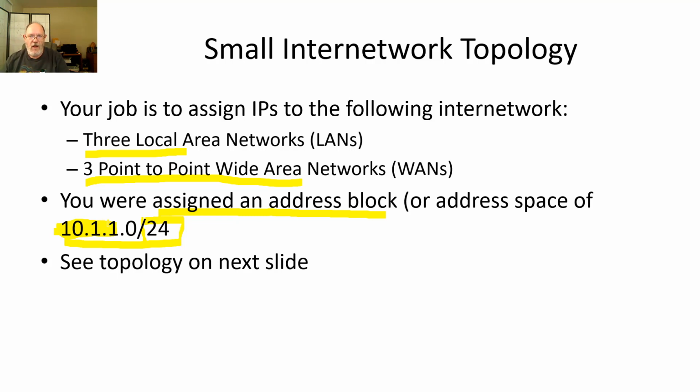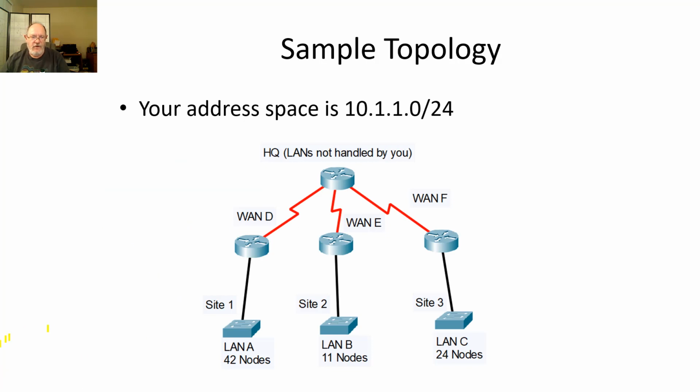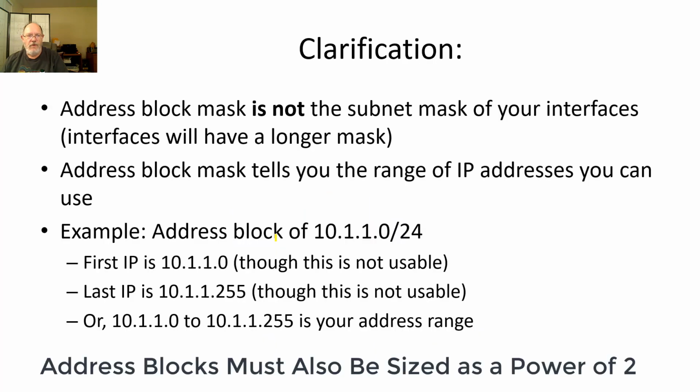So let's take a look at the topology. As we see here, I've got 3 local area networks, LAN A being the biggest, LAN C being the second biggest, LAN B being the third, and then the wide area networks are equally sized, where they need 2 IP addresses for each one, for each router, and of course your network and broadcast address. So let's take a look now at the process of what we do to develop an IP addressing table.